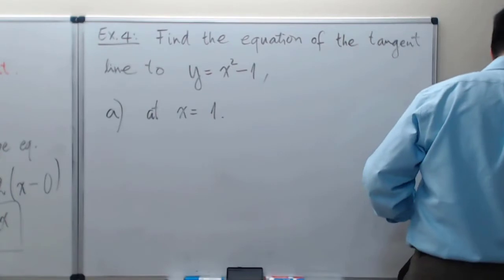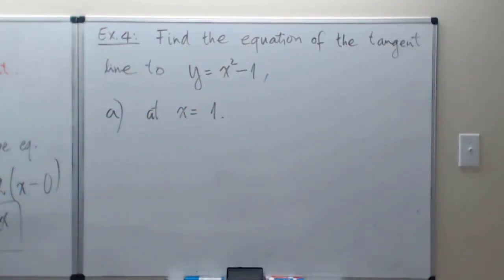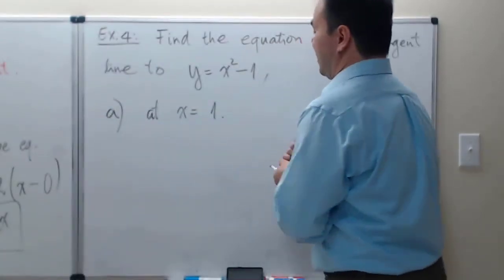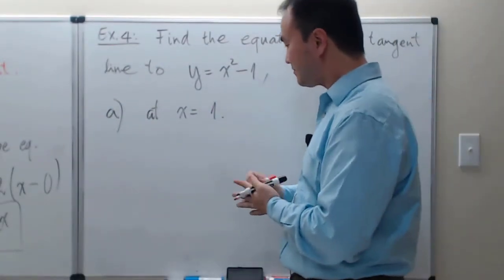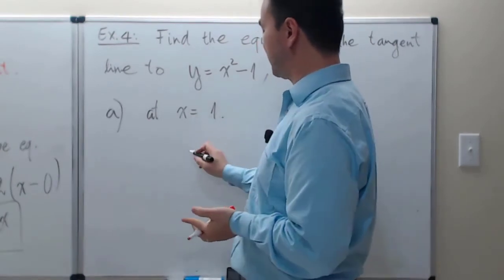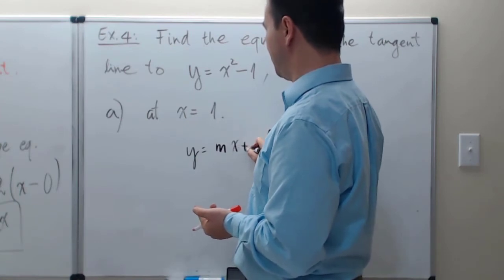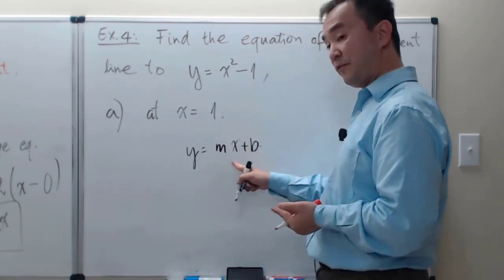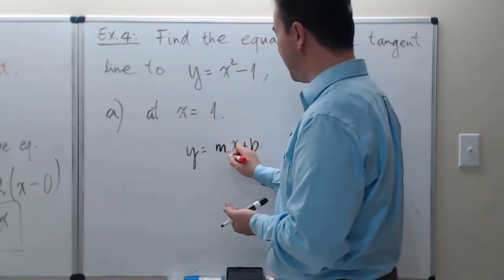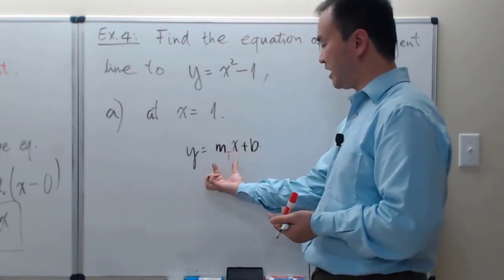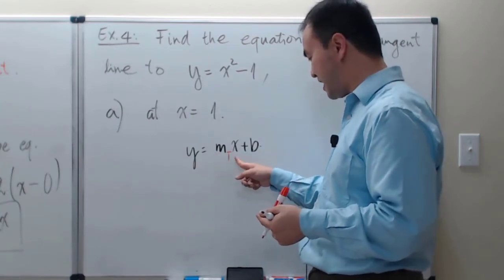All right, give me a minute to change my marker here. All right, so once again, remind yourself that any line is in the form of slope-intercept form, y equals mx plus b. And our line here is a tangent line, so I need that especially indicated, it's m_t, the slope of the tangent line, m_t x plus b.